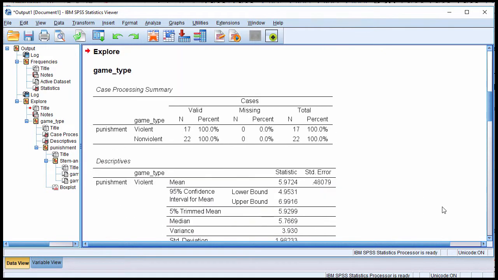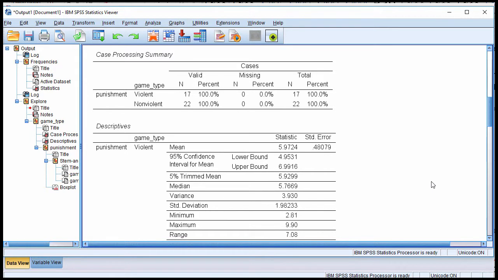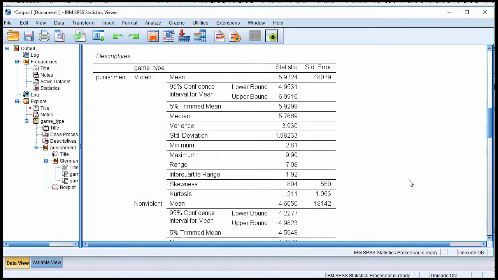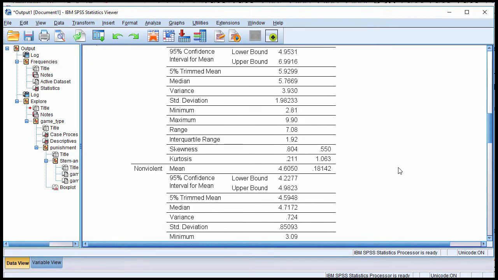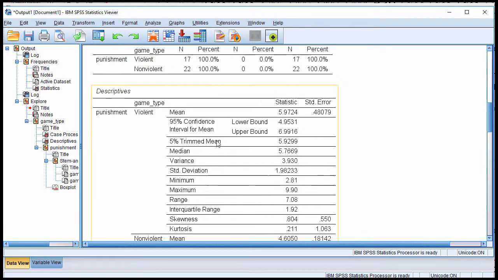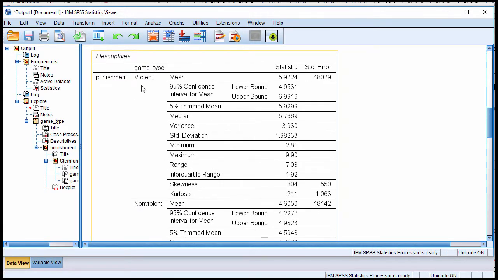So for the main effect of video game type, violent versus nonviolent, skew is well below the 2.0 absolute value, and kurtosis is well below the 9.0 value. So I feel satisfied with this, and this is what I would report. In the descriptive statistics table, I would report the means and standard deviations for each of these groups, violent versus nonviolent, for punishment, and then I'd include the skewness and kurtosis.